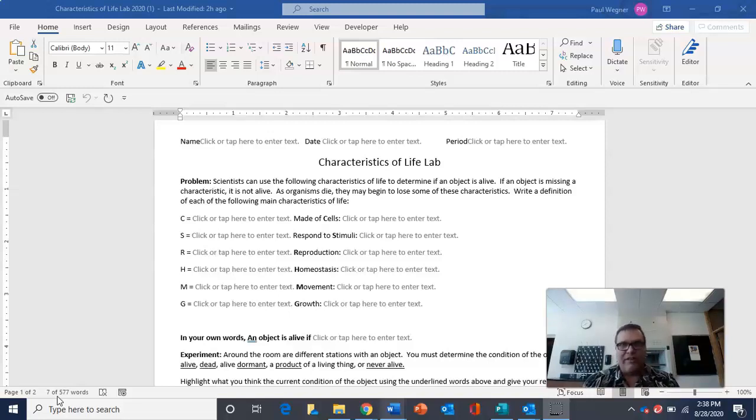Reproduction. Living things have to be able to reproduce in some way, shape, or form. For most animals and humans, of course, that reproduction occurs when a man and a woman get together.